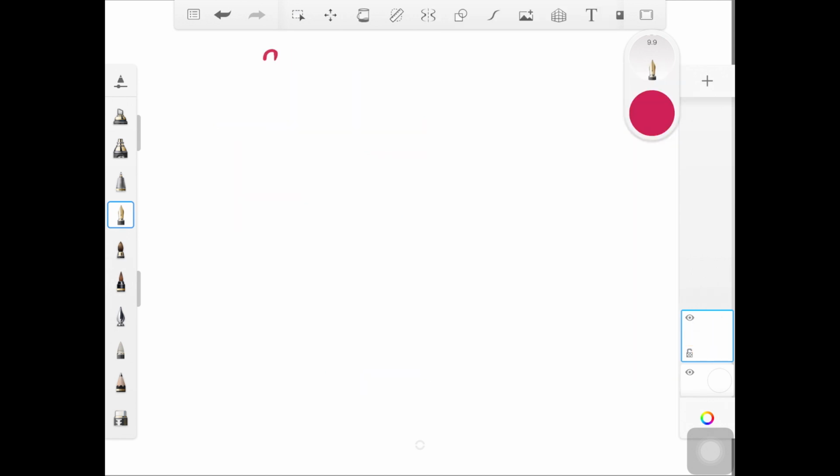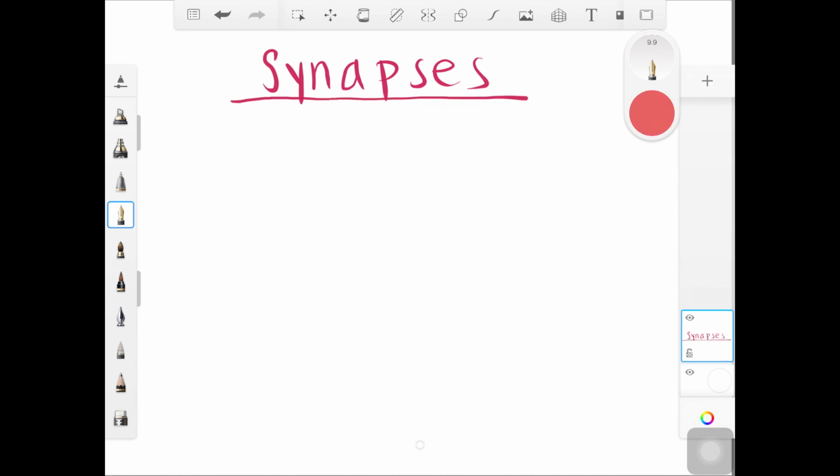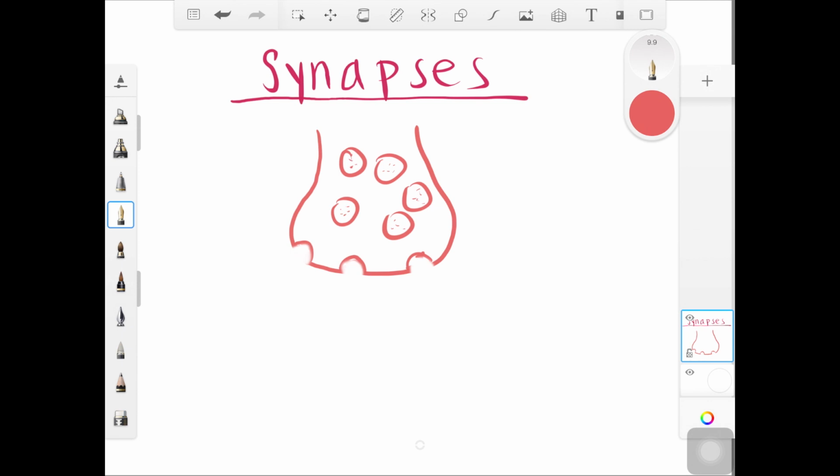Finally, what is a synapse? A synapse is the small gap at the end of a neuron that allows a signal to pass from one neuron to the next. Synapses have three components: the presynaptic membrane, the synaptic cleft, and the postsynaptic membrane.